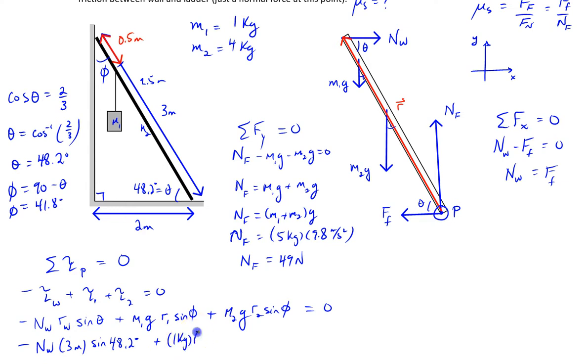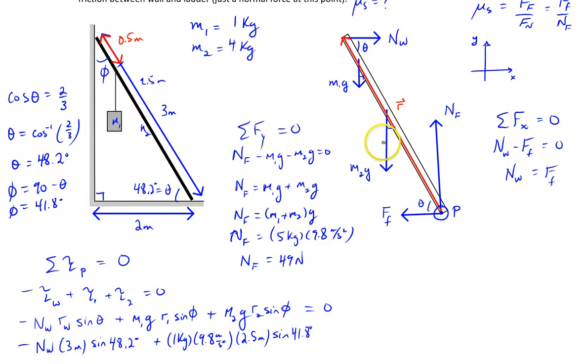All right, next, the weight of the bucket, M1, is 1 kilogram. The acceleration due to gravity is 9.8 meters per second squared. And R1 is the distance from the axis of rotation to where that bucket acts. Now, this is 0.5 meters up here. So if 3 is all the way from here to here, that would make this distance from the bucket to the axis of rotation 2.5 meters. So we have 2.5 meters, and then multiplied by the sine of the angle up here, which is 41.8 degrees.